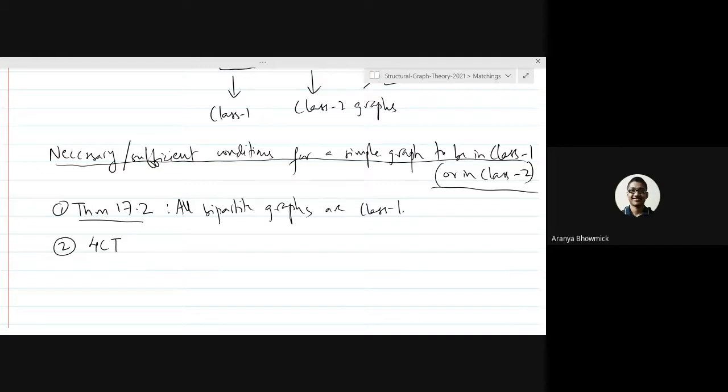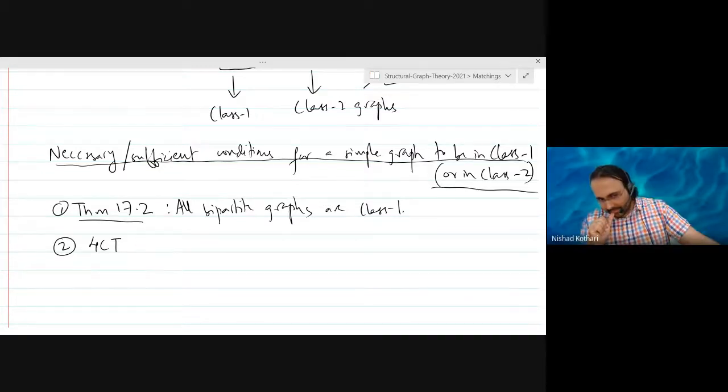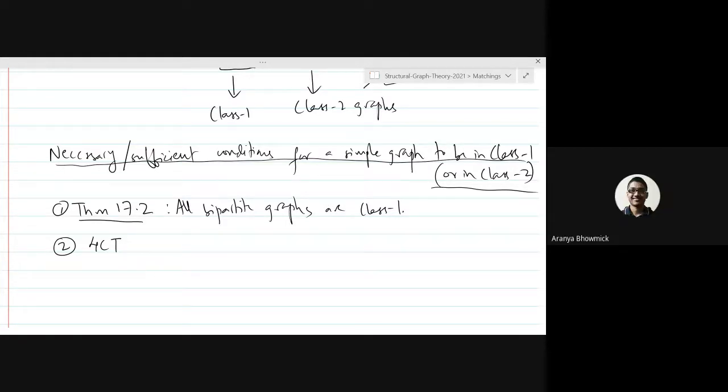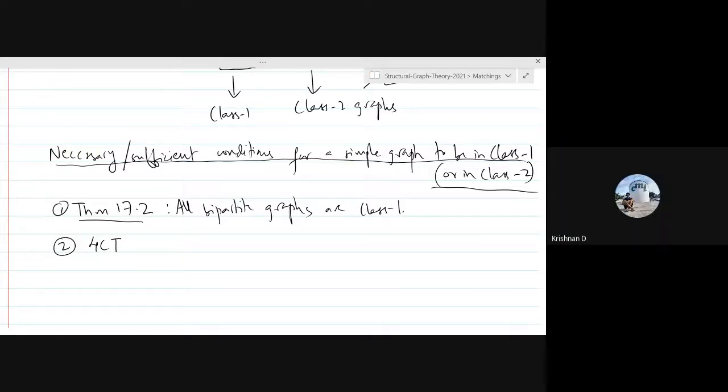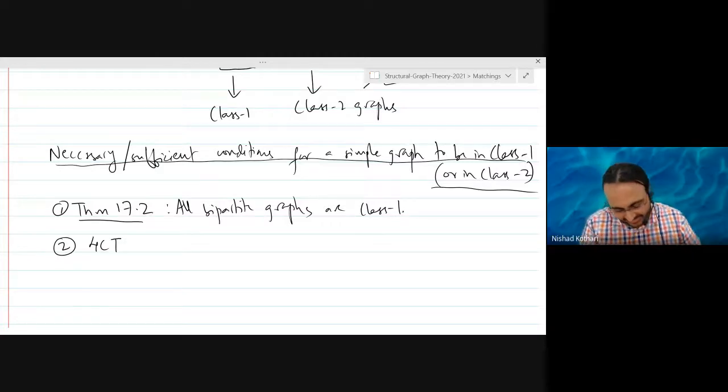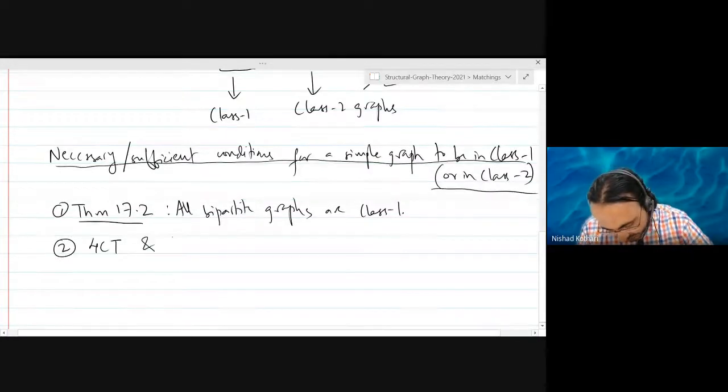Three connected planar graphs. You need one more condition. Yeah, the graph must be simple. Simple, three connected, planar. Simple is also not enough. Cubic. You are using the four color theorem and Tate's theorem.